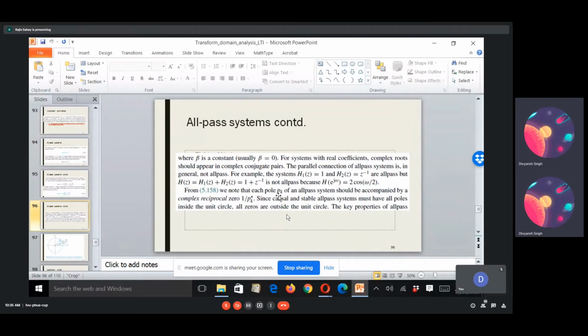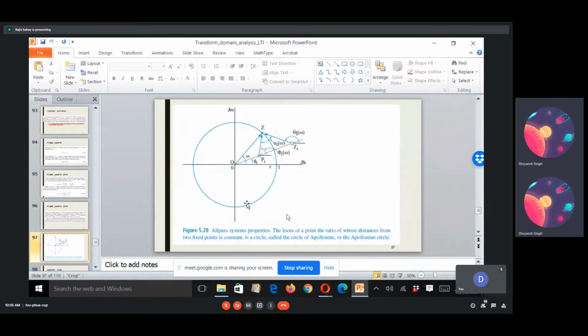So the denominator contains the pole pk and the numerator contains the reciprocal zero, 1 by pk star. So this is the term from the denominator, the pole, which has a magnitude less than 1. And the reciprocal zero is 1 by rk, which definitely has magnitude greater than 1. Suppose rk is equal to 0.9, then 1 by rk is greater than 1.